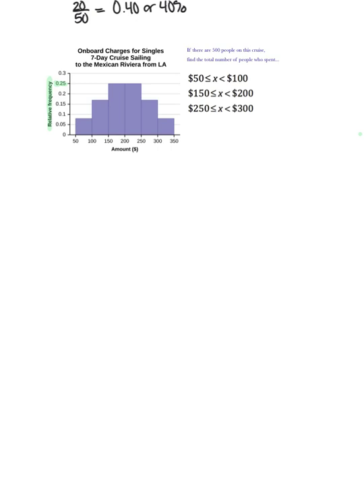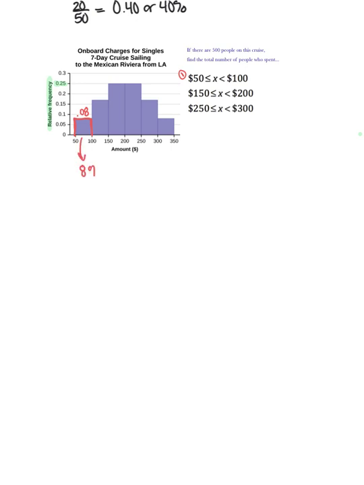So it says if there are 500 people on this cruise, find the total number of people who spent, let's do first, between $50 and $100. So if onboard charges were between $50 and $100, I'm looking at this bin right here. Now I need to know exactly how high that is. I'm going to guess this is going to be 0.08 units high.